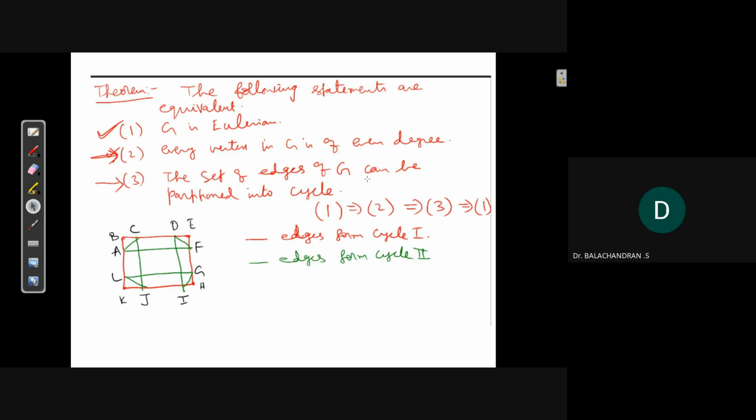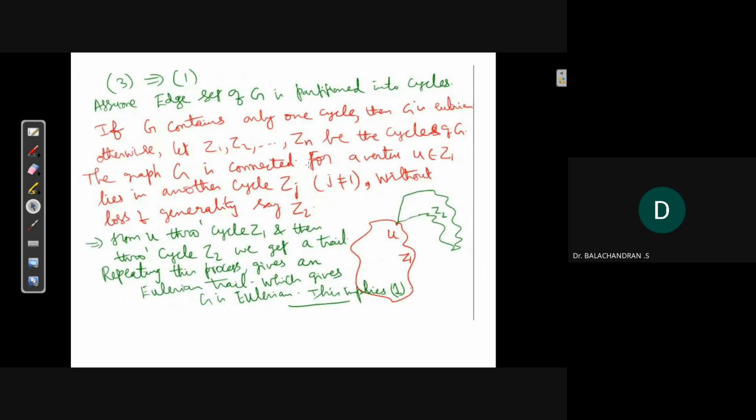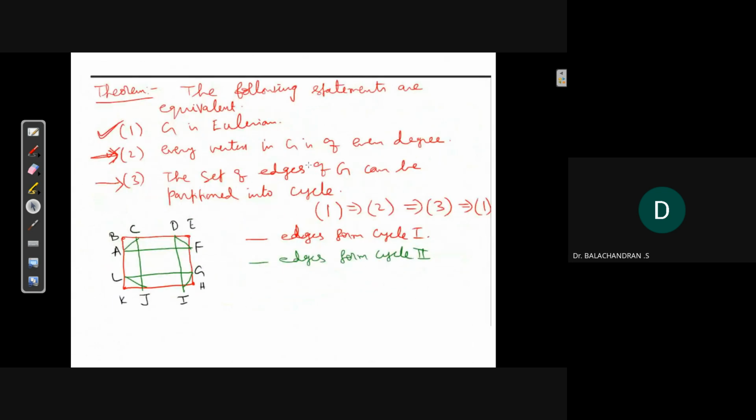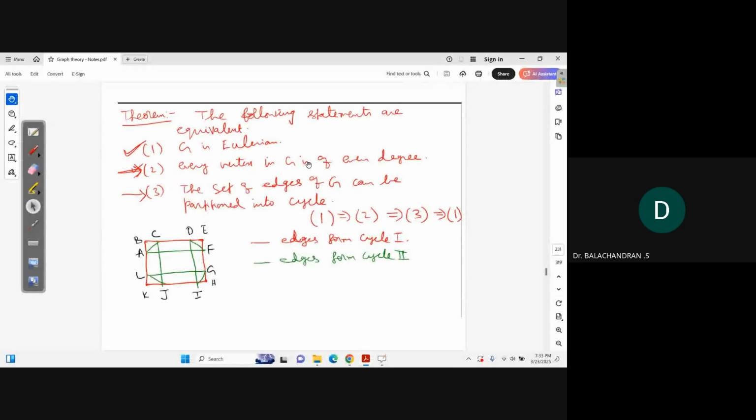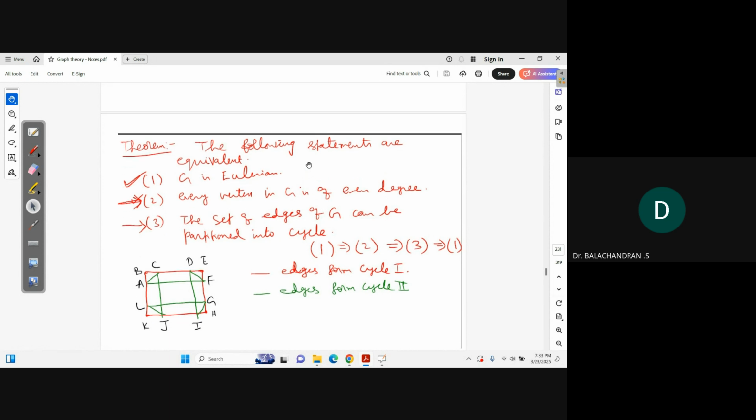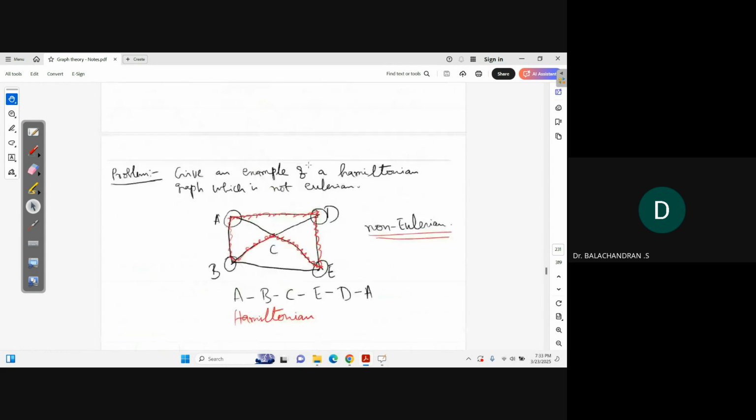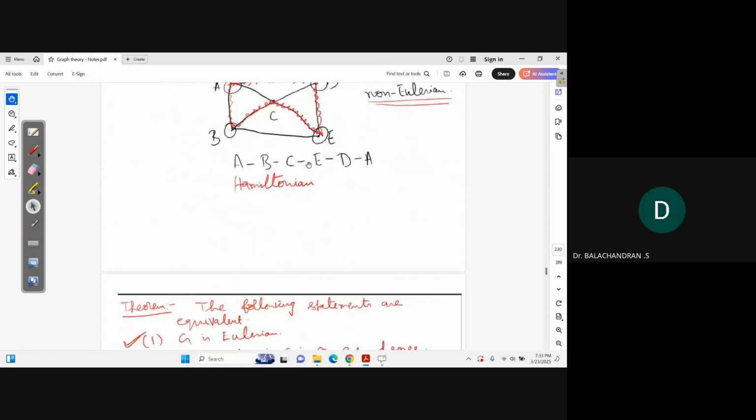Still, we have two more theorems. Another theorem maybe. I'll check the time. 7:30. Okay, I'll stop here. The two theorems I will take a little bit later. Okay, thank you.